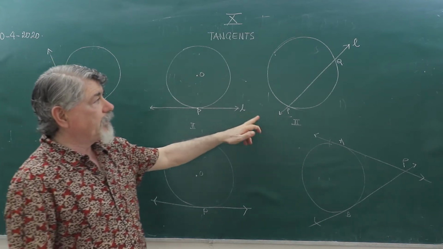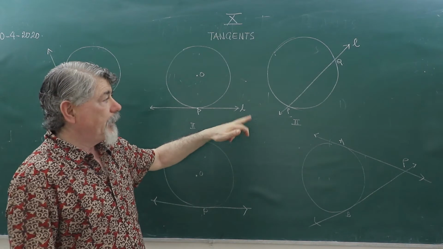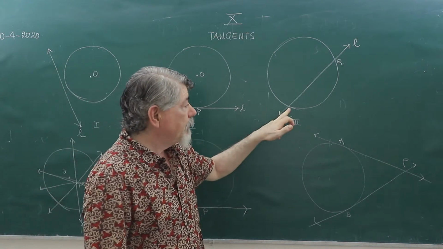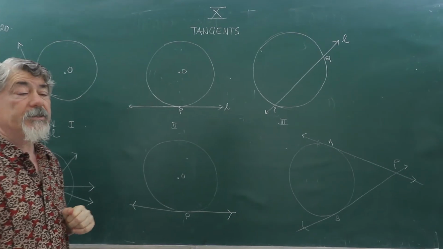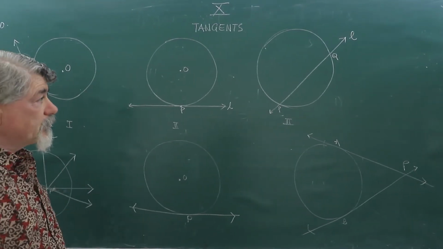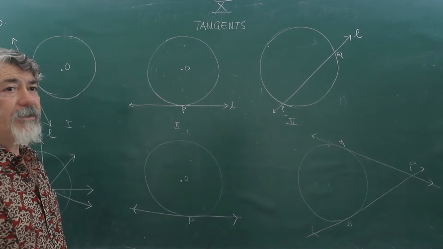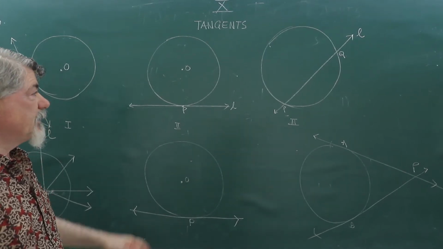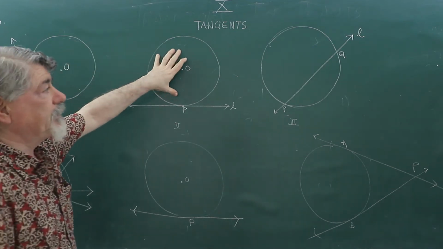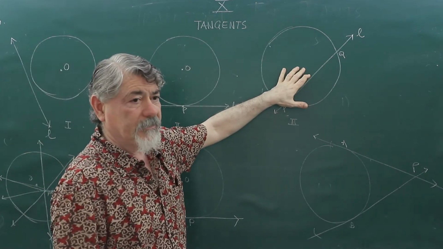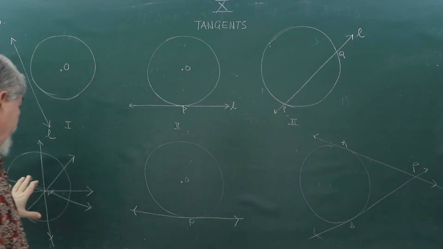In the third figure, I have a circle and a straight line L intersecting the circle at 2 points P and Q. This kind of a straight line is called a secant. So: a non-intersecting line, a tangent and a secant. Then look at figure 4.